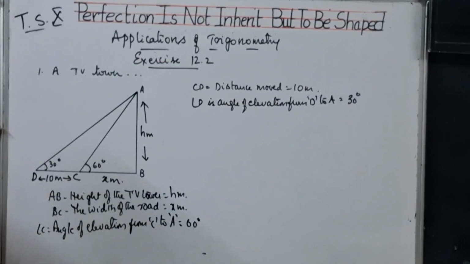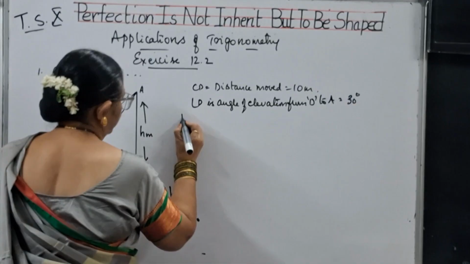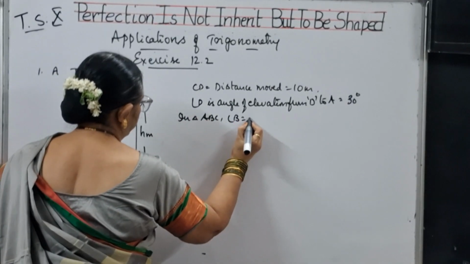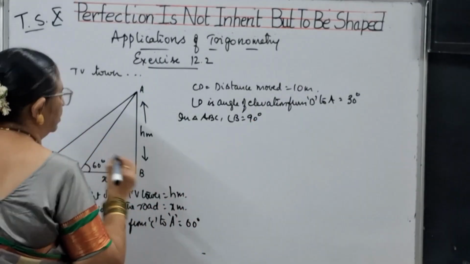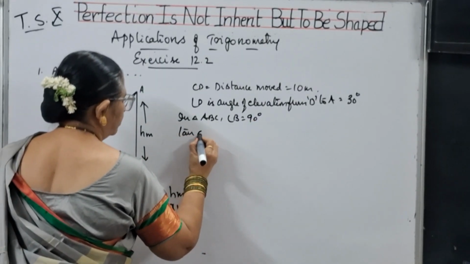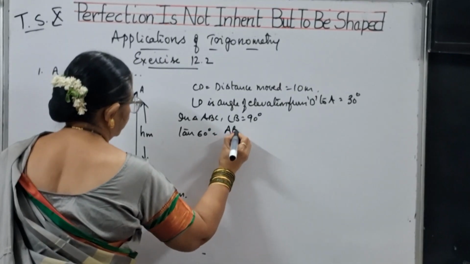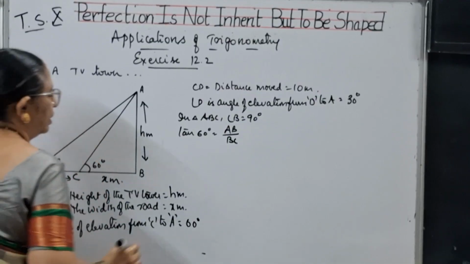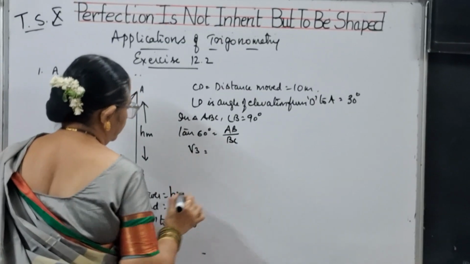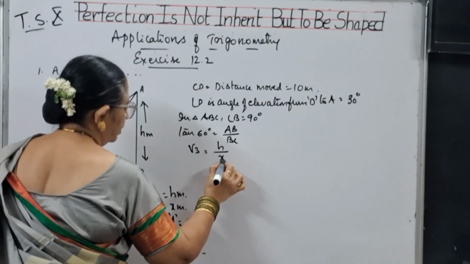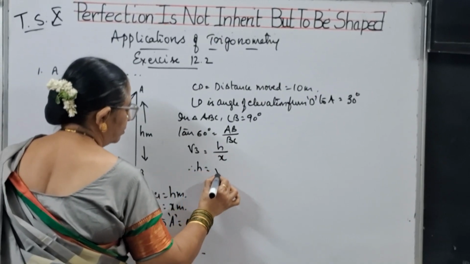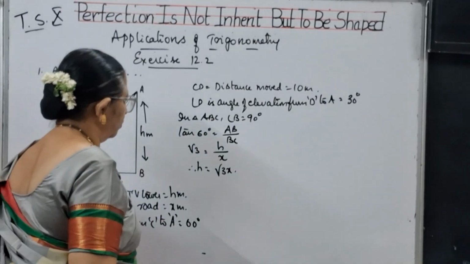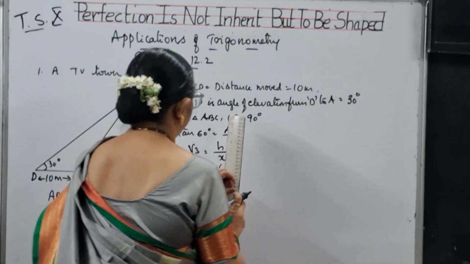Now you take triangle ABC. In triangle ABC, angle B is 90 degrees. Therefore, tan 60 degrees is equal to AB by BC. Tan 60 means root 3 is equal to AB is h by x. Therefore, what is h? H is root 3x. So this you have got for triangle ABC.